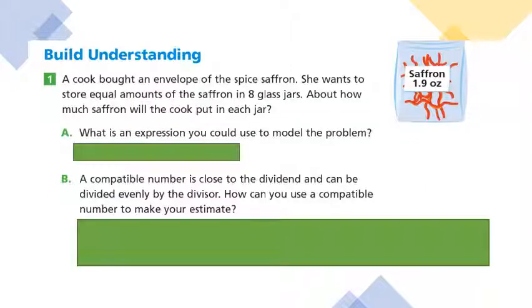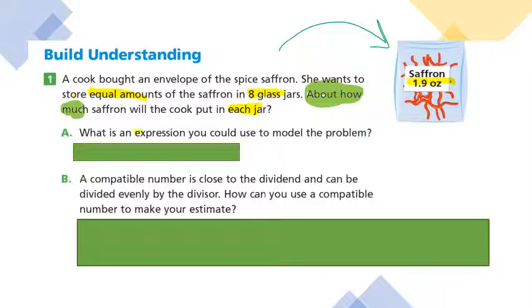Let's take a look at this problem. A cook bought an envelope of the spice saffron. She wants to be able to store equal amounts of the spice in 8 glass jars. And we'll look over here at my picture. I see that it's 1 9/10 ounce. About how much? This term right here, about how much, tells us that we're going to need to estimate. And we want to know how much is going to go in each jar.